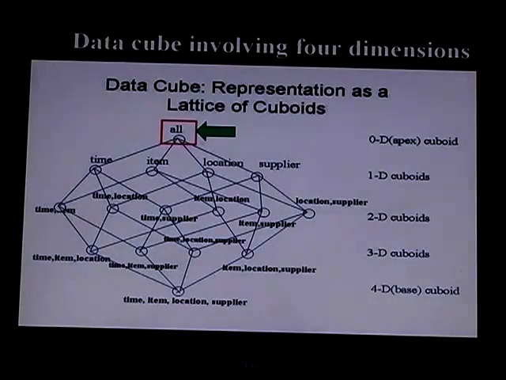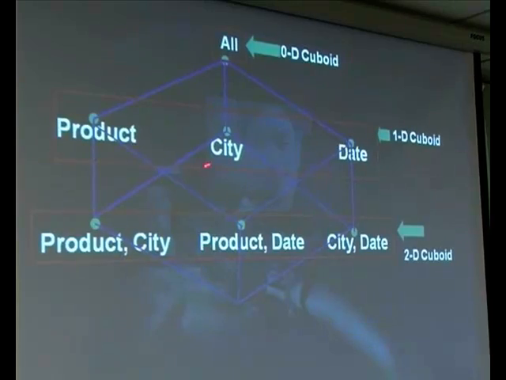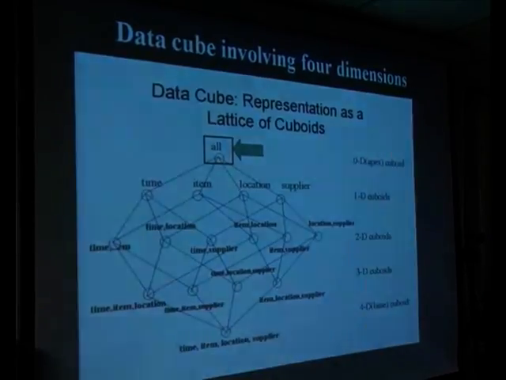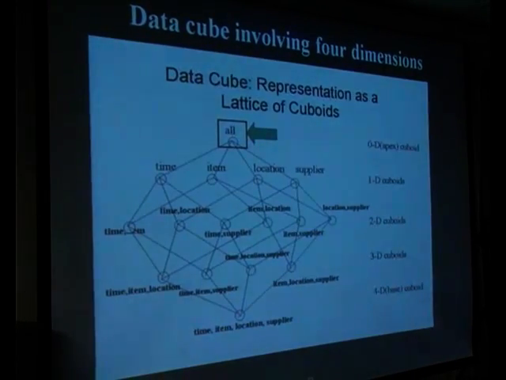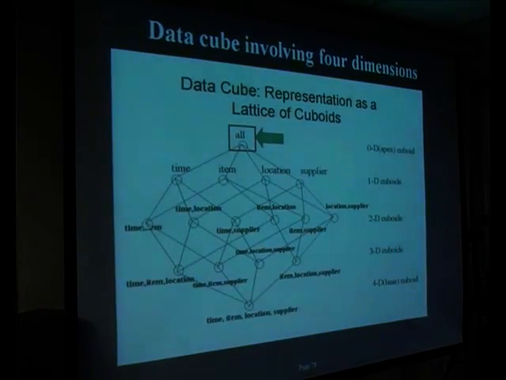Next question. The basic difference between relational database management systems and multidimensional database management systems. In order to understand the other features, the concept of data cube, which is a lattice structure, if you observe here, all is a 0-dimensional cuboid. Product, city, date are 1-dimensional cuboids. Product-city, product-date, city-date are 2-dimensional cuboids. What is going to happen when we add one more dimension? As I mentioned just now, the visual representation for 4 dimensions is messy.